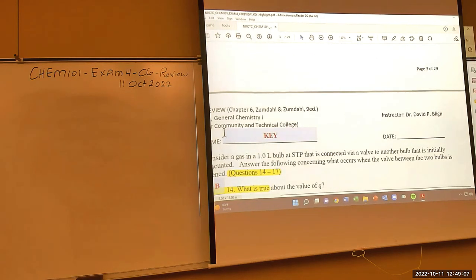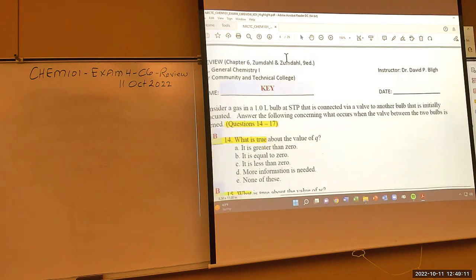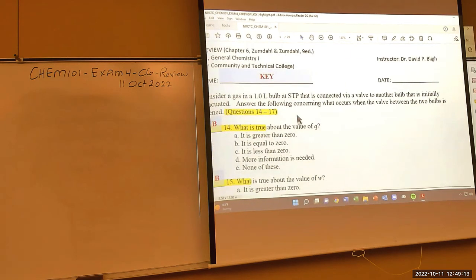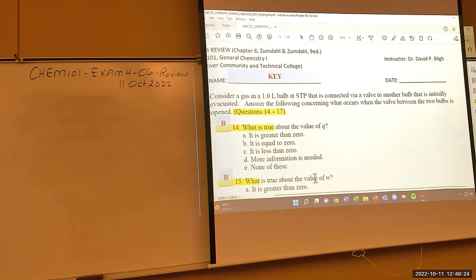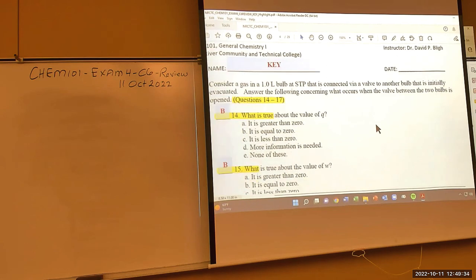Okay. We have to scroll this one. Looks like we've got several on this one. So consider a gas in a 1 liter bulb at standard temperature and pressure that's connected via a valve to another bulb that's initially evacuated. And I know it's scooted over a little bit. Answer the following concerning what occurs when the valve between the two bulbs is opened. A 1 liter bulb connected to another bulb. I mean, it doesn't say how big it is.